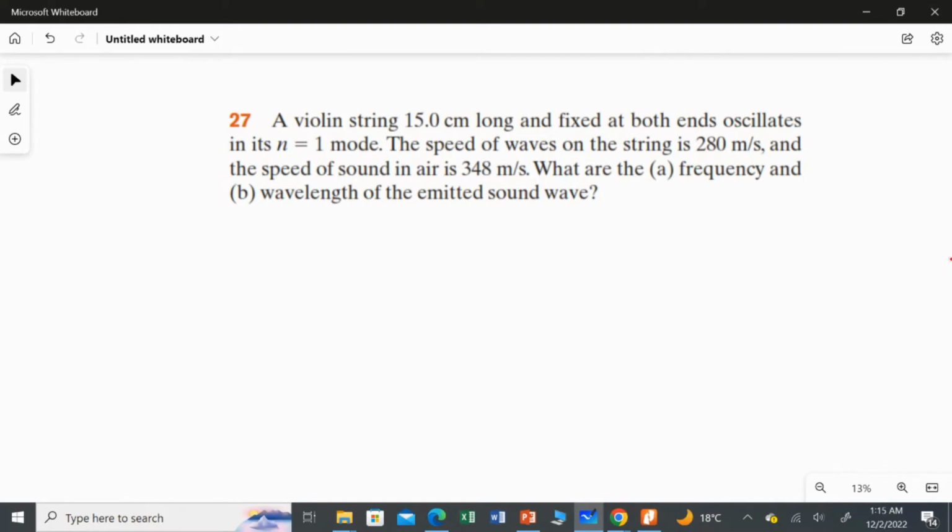And we are going to find two answers. What are the frequency of the emitted sound wave and the wavelength of the emitted sound wave? So first one, we are going to find the frequency of the emitted sound wave. Second one, we are going to find its wavelength, right? Okay, first of all, I'm going to write what is given in the question.